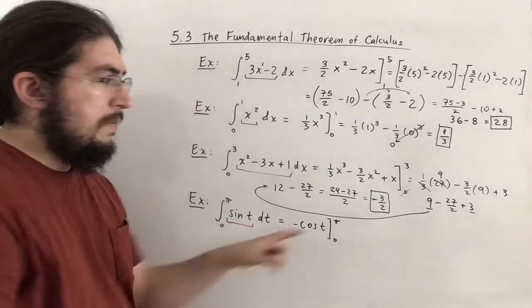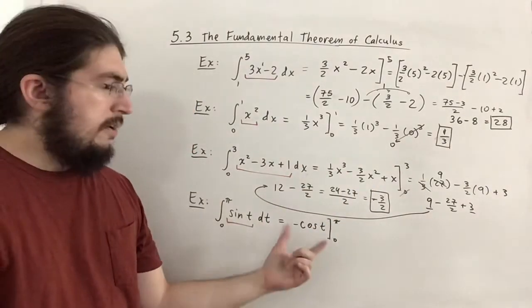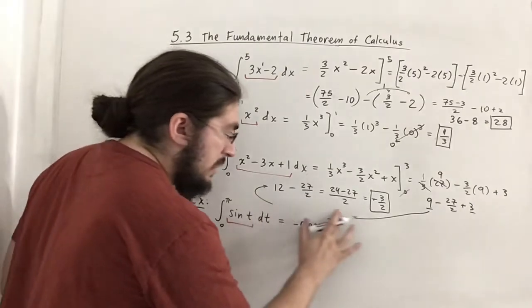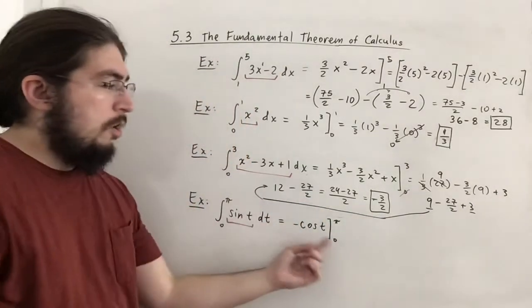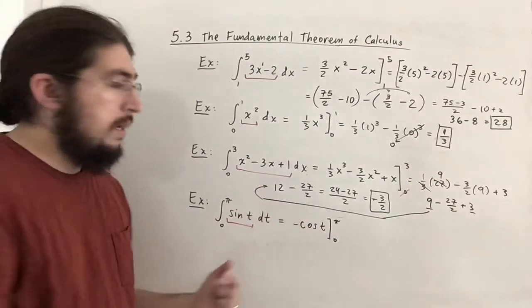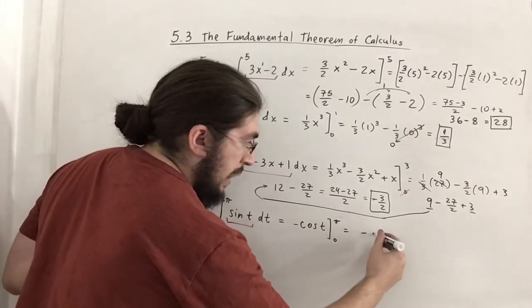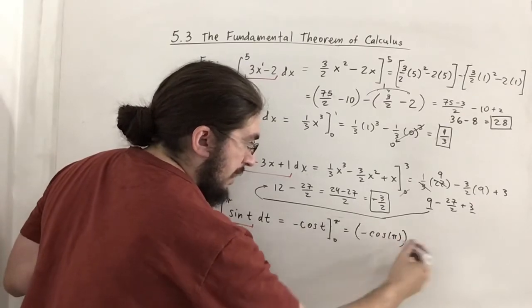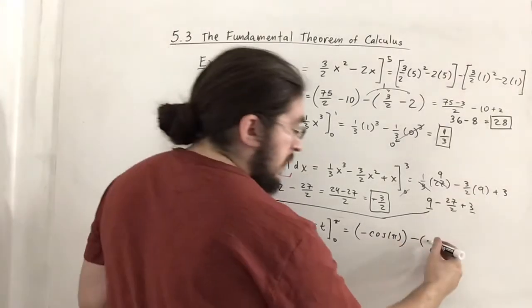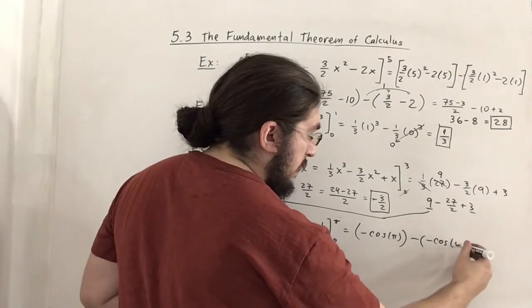Now notice above I plugged in 0 and we got 0. Here, not the case. And I even said that doesn't always happen. And this is a good example of that. It doesn't happen here because cosine of 0 is not 0, it's 1. So now plugging things in, we get negative cosine of pi, like that for the first evaluation, minus negative cosine of 0 for the second evaluation.